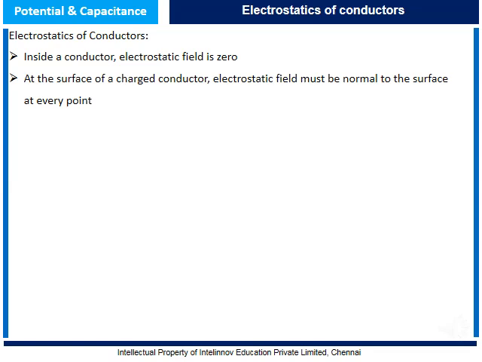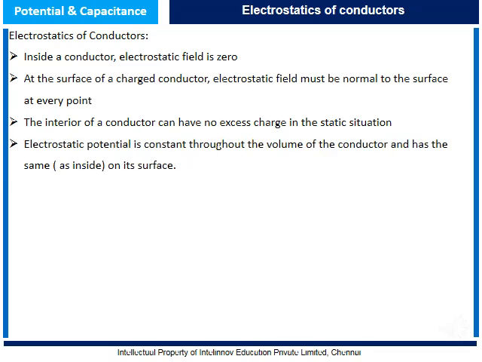In the static situation, the interior of a conductor can have no excess charge. Electrostatic potential is constant throughout the volume of the conductor and has the same value on its surface as inside. That is, the electrostatic potential at the surface is equal to the electrostatic potential inside. The electric field at the surface of a charged conductor is E equal to sigma by epsilon naught, where sigma is the surface charge density.